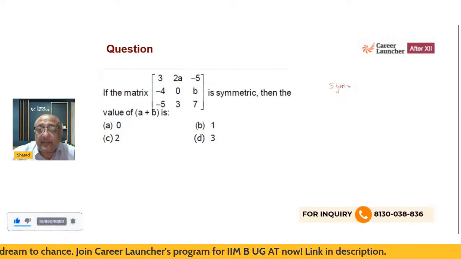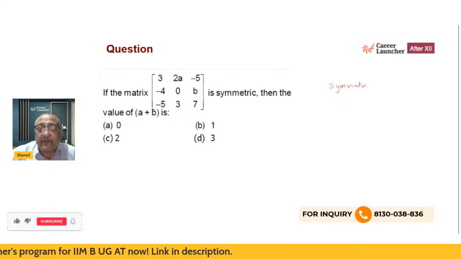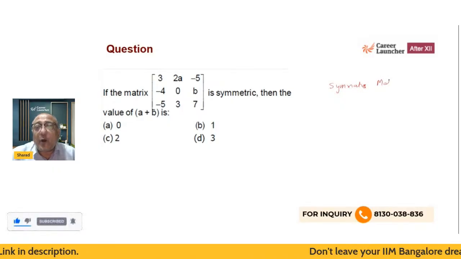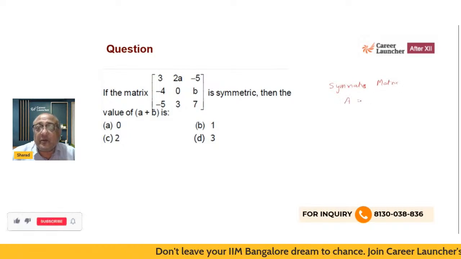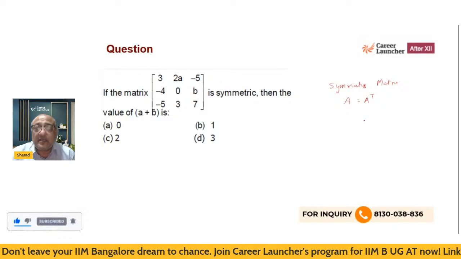Symmetric matrix. What is the symmetric matrix, and how do we define it? All of you know it. Come on. For a symmetric matrix, we have A is equal to A transpose. And how do we get the transpose?